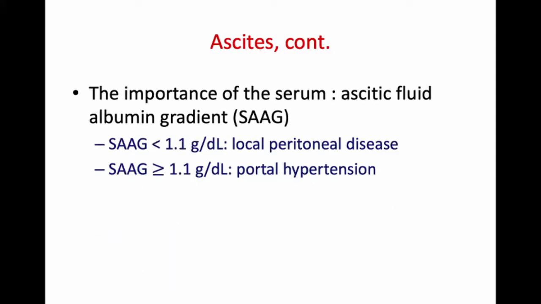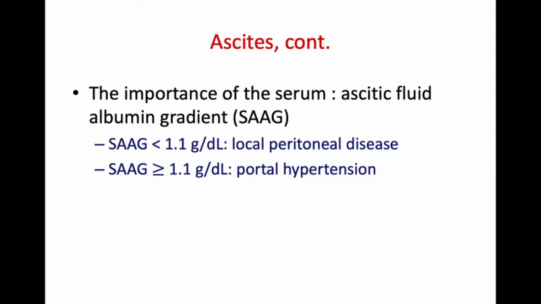Now, if you can't use transudate and exudate, what classification can you use? You use this classification called the SAAG, which is serum to ascitic fluid albumin gradient. Serum is the S, ascitic fluid is the A, albumin gradient. Now, remember, this is a gradient, not a ratio. So gradient is the difference, that is x minus y. Not a ratio. Ratio is x divided by y.